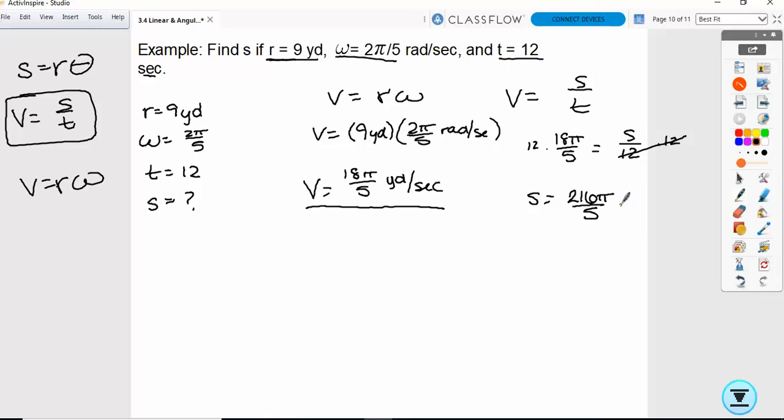What would be my units on S? S and R always have the same units. They're just a distance. So 216 pi over 5. All right. So this is a little challenging.